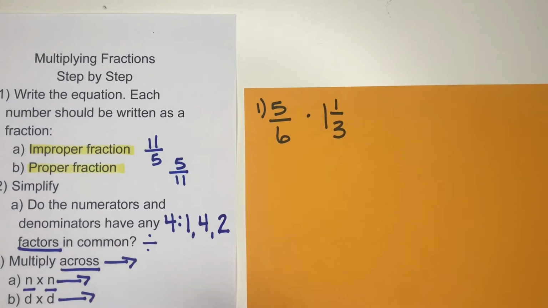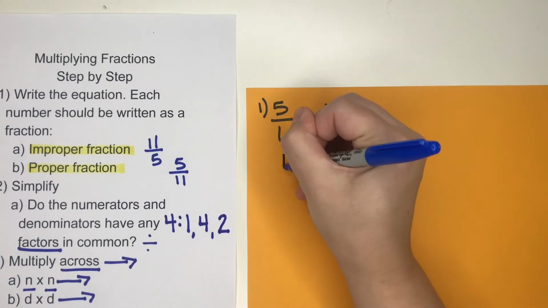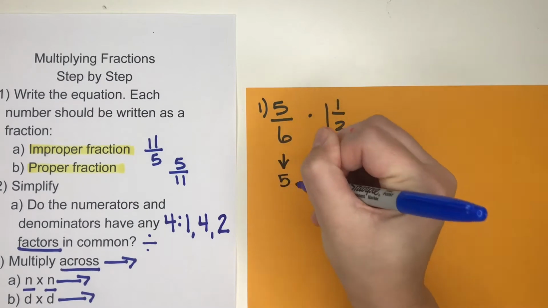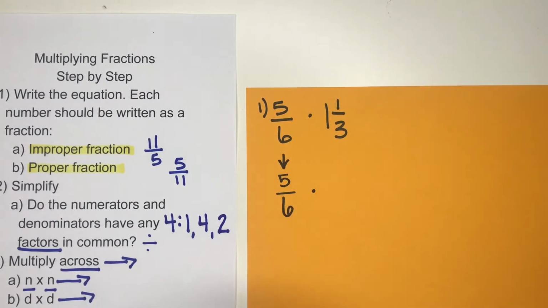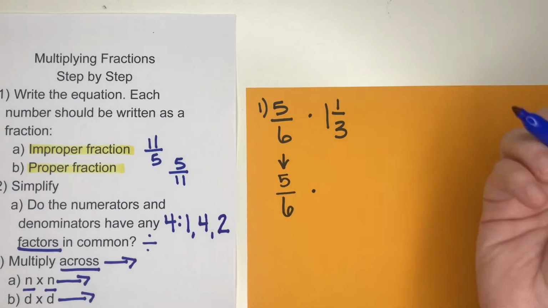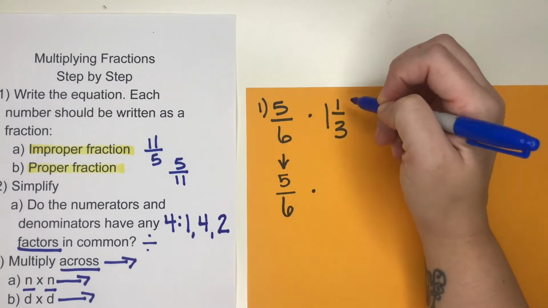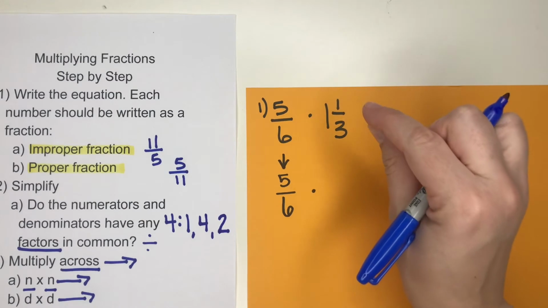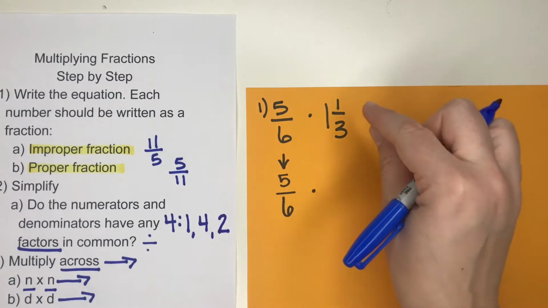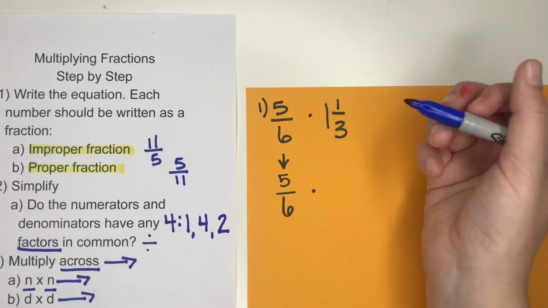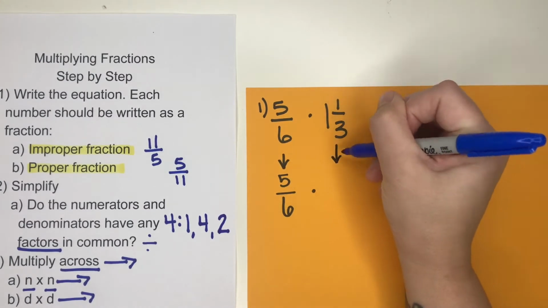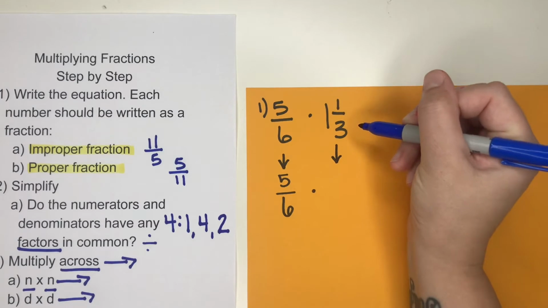So the first one says to write the equation. I've got it written out, but it does say that each number should be written as a fraction. This fraction here, 5 over 6, is fine, so I'm going to leave it. It is a proper fraction. I'm going to bring down my multiplication sign, and now I'm going to work on this fraction. This is a mixed number. Notice the word says mixed number, not mixed fraction. Because it does not have the word fraction in its title, we're going to change it to an improper fraction.